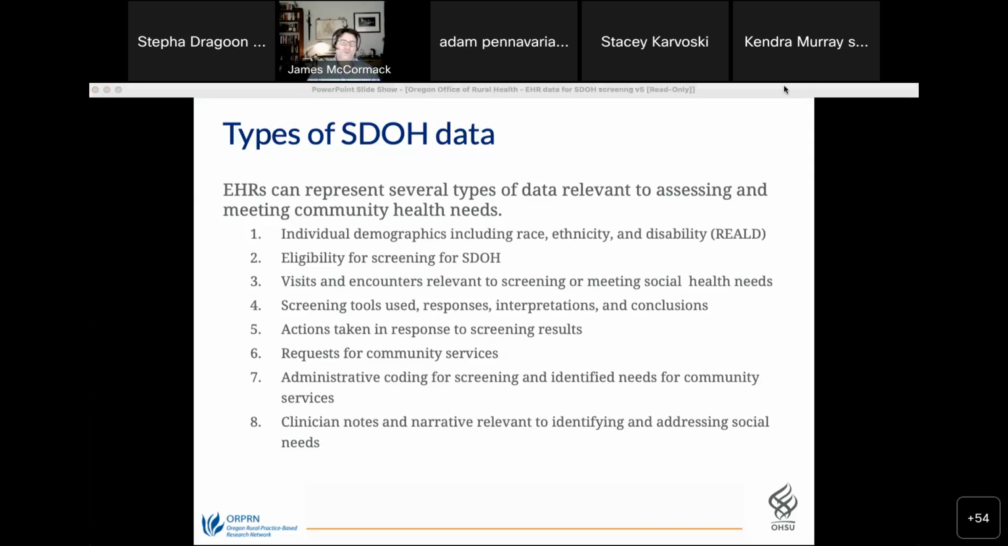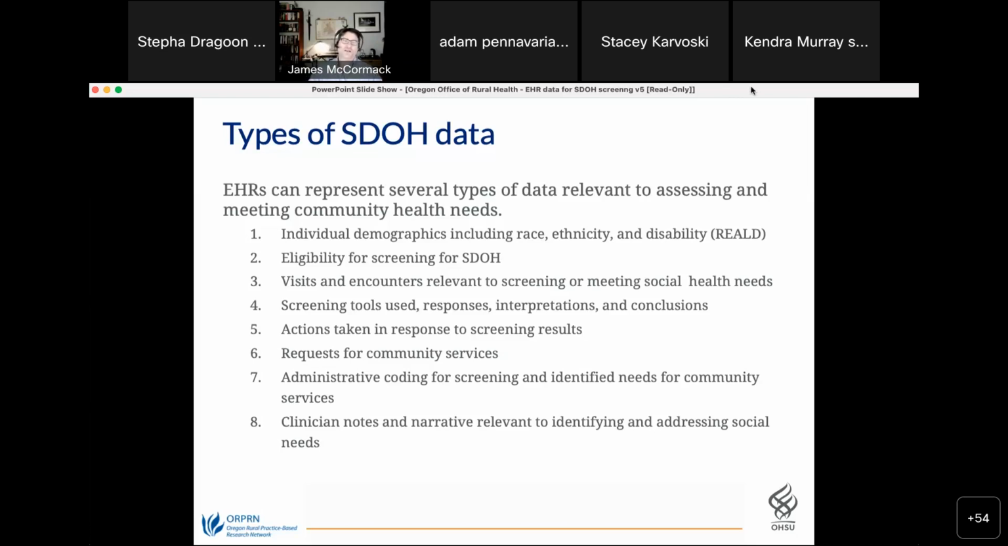And one example would be referrals. So, well, I'll skip over that. So screening tools used, this is super important because, as we'll talk about, there's a very large number of screening tools available, and there's a smaller set that OHA has identified as, quote, approved for the purposes of the CCO metric. But that's still a long list. So knowing what screening tool was used, what responses were collected, how those were interpreted, and what conclusions were made is also important. And that's a heavy lift for an electronic health record.